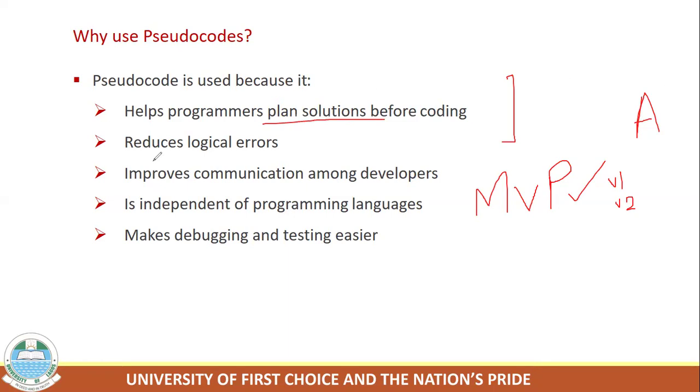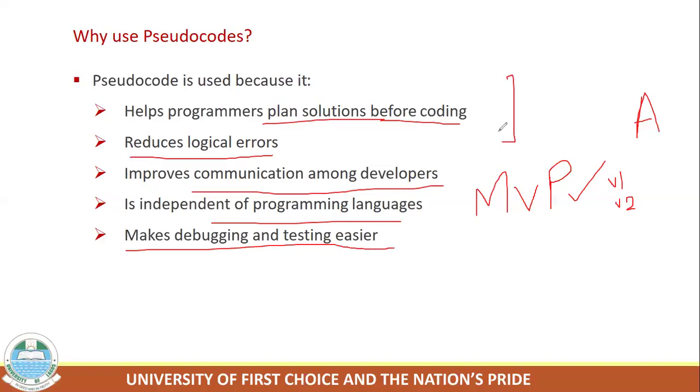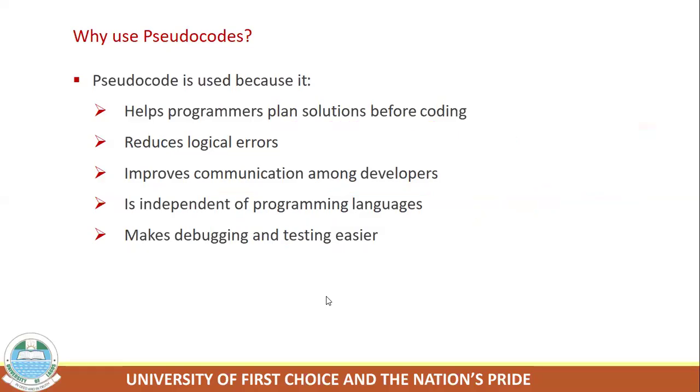So pseudocode helps programmers to plan before the actual code, helps to reduce logical errors, and improves communication among developers, independent of programming languages, like a flowchart. Virtually everything in the flowchart is also there. Okay, let's go to the next slide.